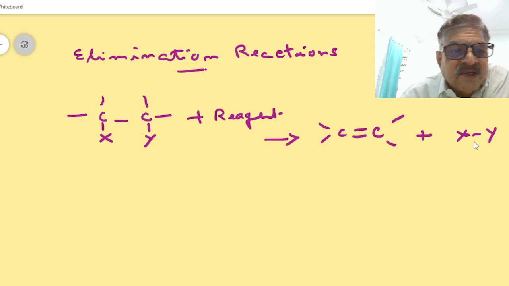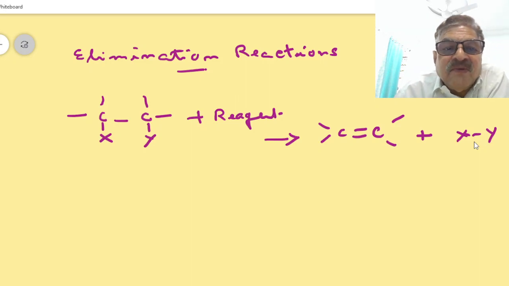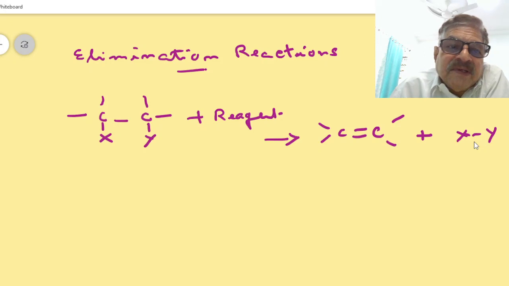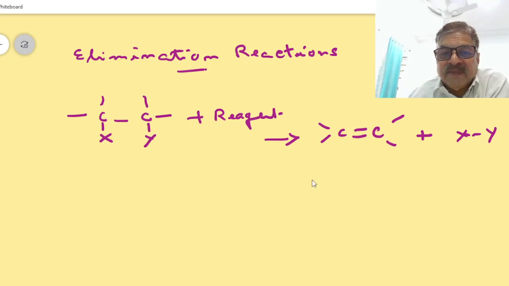That is, two sigma bonds are broken here, the C-X bond and the C-Y bond. Elements of the starting material are lost, then a double bond, a pi bond, is formed. In this equation, one C-X bond is broken, the C-Y bond is broken. Two bonds are broken, and a new compound XY is formed, and a C=C double bond, a pi bond, is formed.